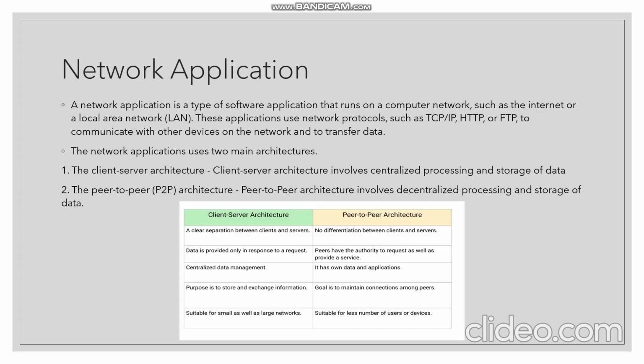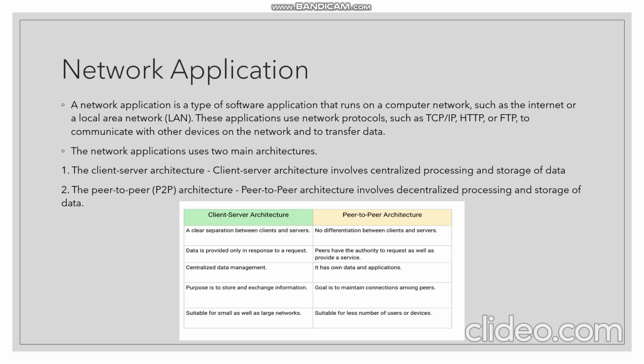A network application is a type of software application that runs on a computer network such as the internet or a LAN. These applications use network protocols such as TCP/IP, HTTP or FTP to communicate with the other devices on the network and to transfer data. Network applications use two main architectures. These are the client-server architecture and the P2P, or peer-to-peer, architecture.